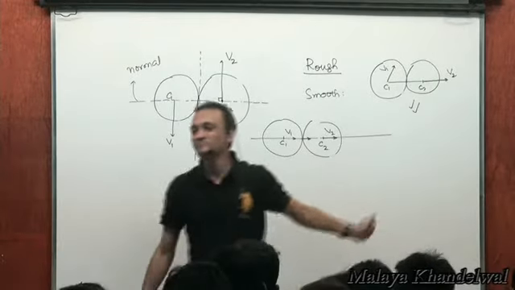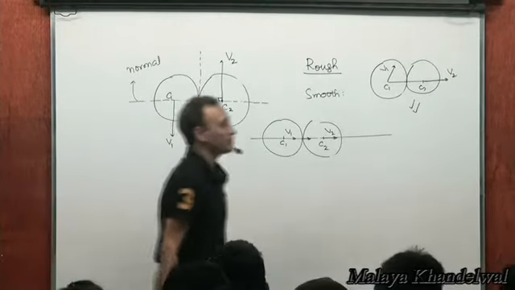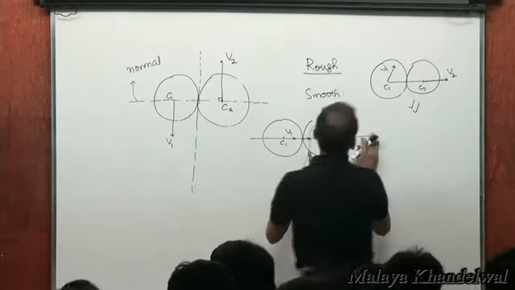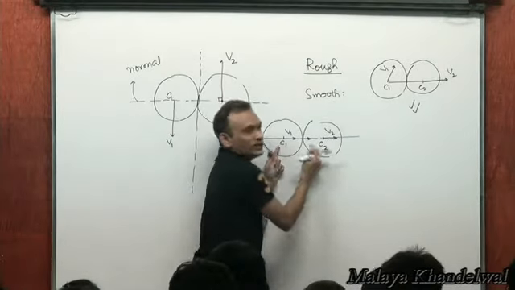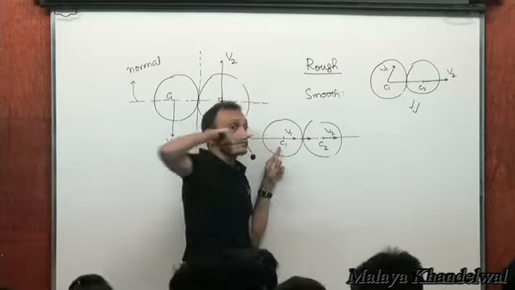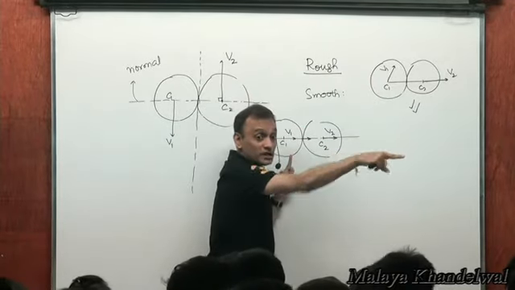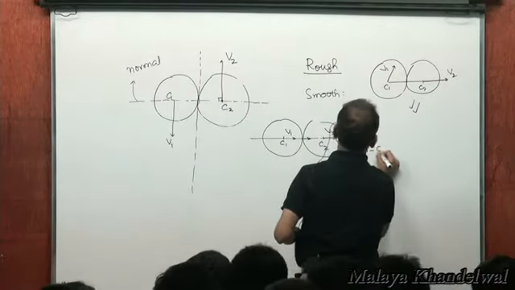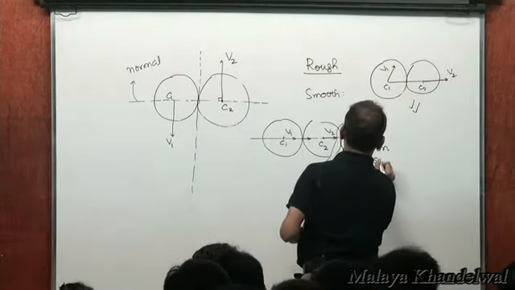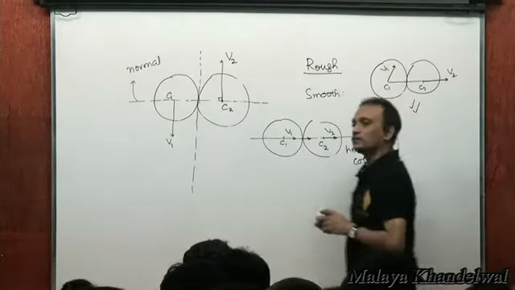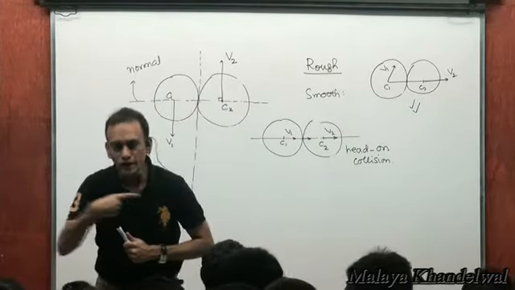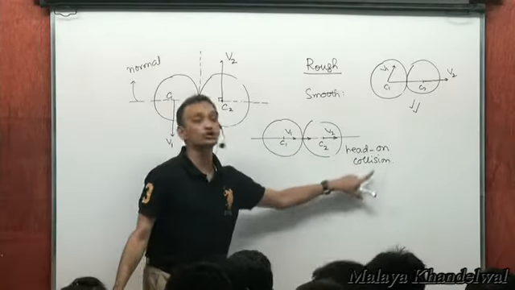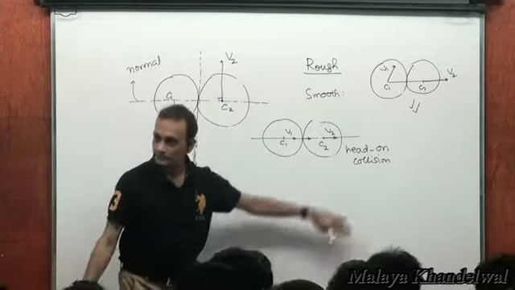So in any case, you understand then, right? This kind of a collision, where the velocities of both the colliding units are along the line joining their centers, that means in the common normal direction, is a head-on collision. Where the velocities of both the colliding units are along the common normal direction, that collision is called a head-on collision or a headlong collision, right?